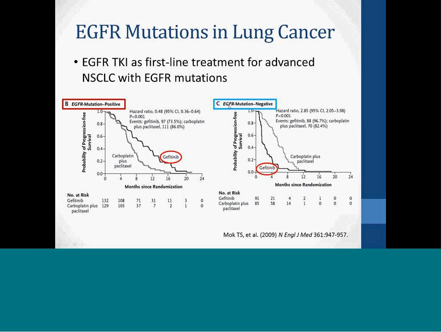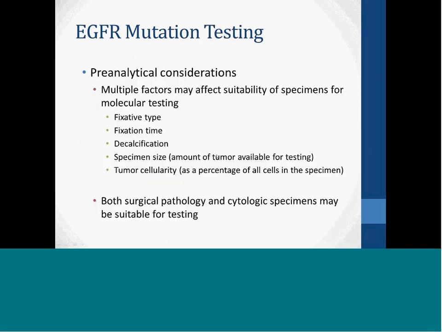Interestingly enough, if patients did not have an EGFR mutation, first-line treatment with a tyrosine kinase inhibitor was actually inferior to treatment with conventional chemotherapy. That's really the importance of testing for the presence of these mutations in order to select the appropriate therapy. In terms of testing for EGFR mutations, there are a whole number of different methods used these days for the presence of these mutations molecularly.